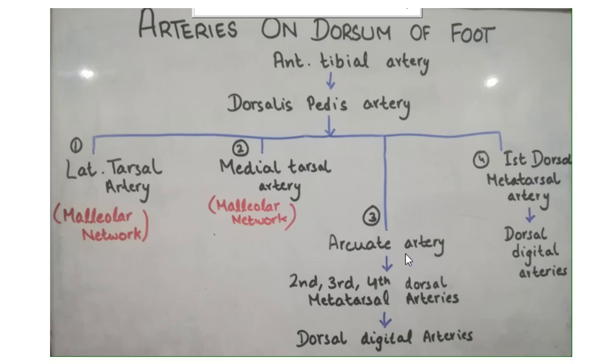Then comes the arcuate artery, third branch of the Dorsalis Pedis artery. This arcuate artery further gives off 3 branches, which are the second, third, and fourth dorsal metatarsal arteries, which run in the second, third and fourth intermetatarsal spaces, supply these spaces and muscles, and then divide into dorsal digital arteries. These dorsal digital arteries supply the dorsum of the adjacent sides of second, third, fourth and fifth toes.